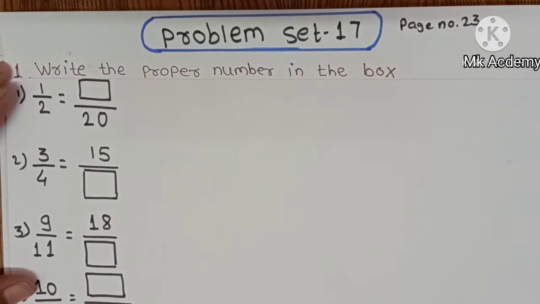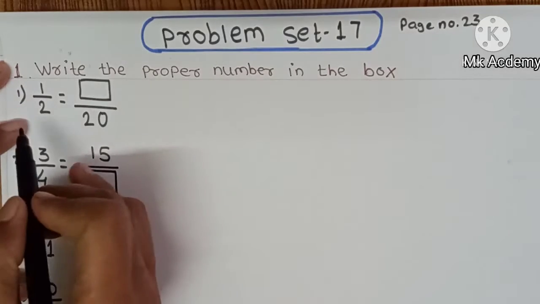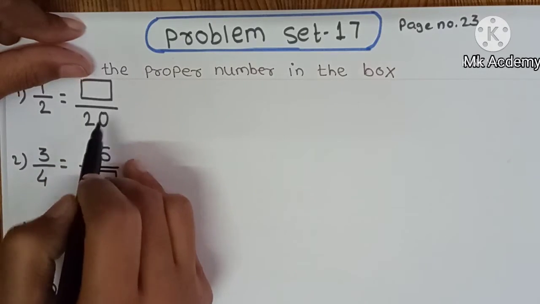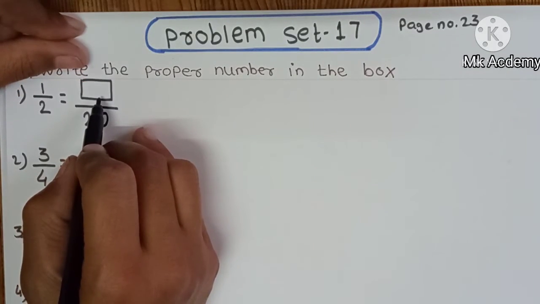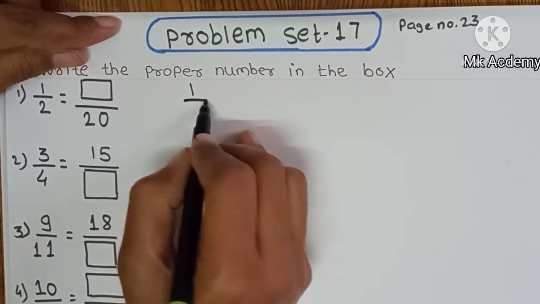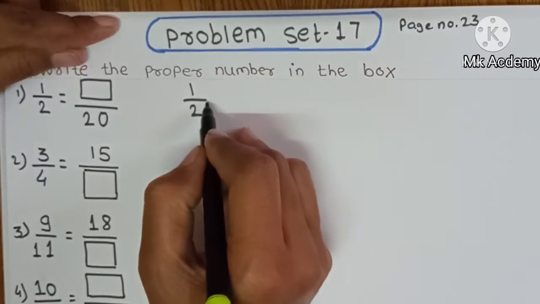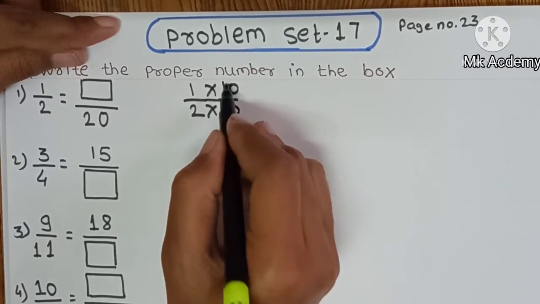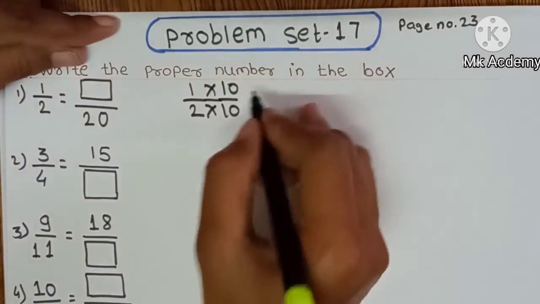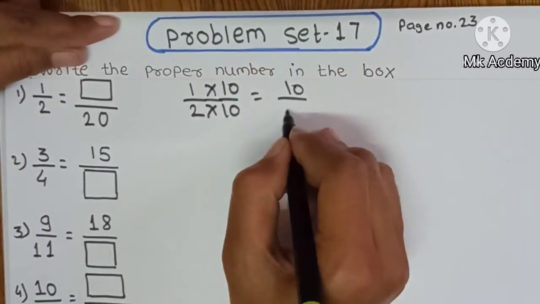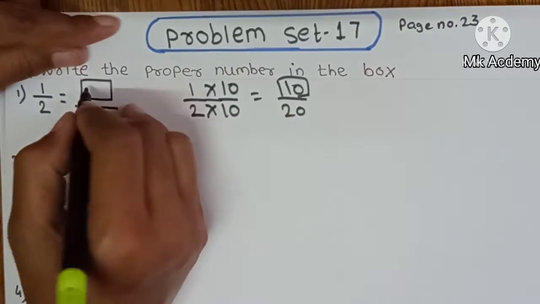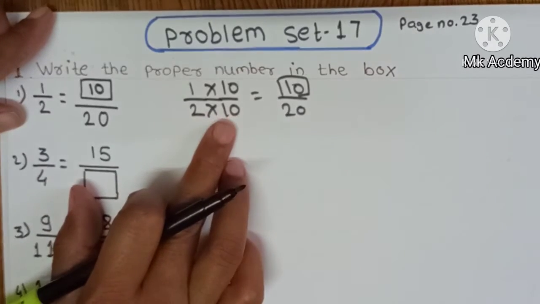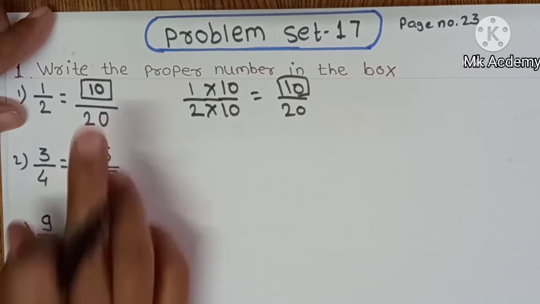See, write the proper number in the box. First example, 1 by 2 is equal to box divided by 20. We have to write the proper number in the box. Let's see, 1 by 2. If we multiply 2 by 10, then we have to also multiply the numerator by 10. Then 10 ones are 10 and 10 twos are 20, means in the box we have to write 10. This is the method of equivalent fraction by multiplying. By using multiplication we can find equivalent fractions.